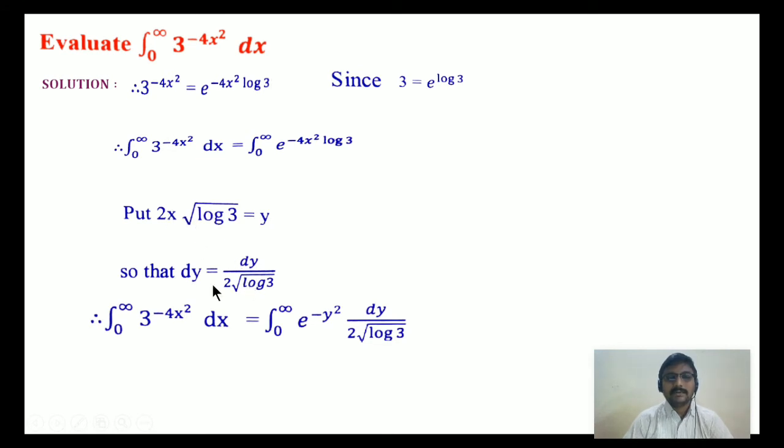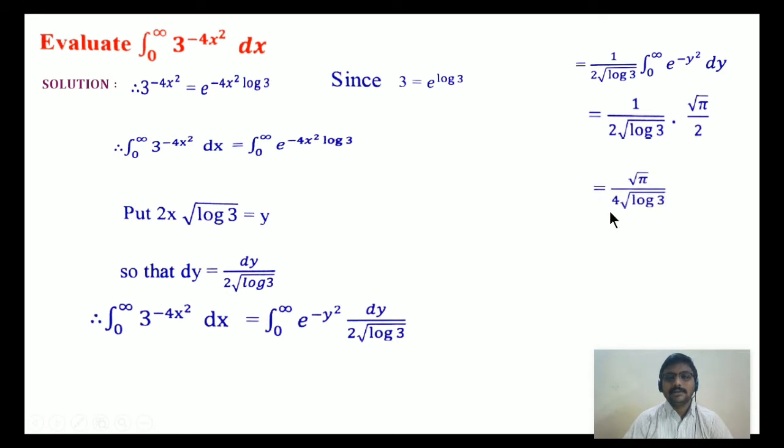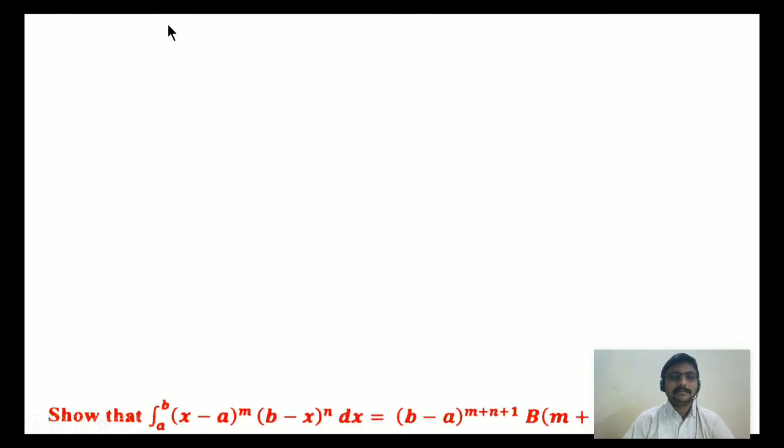Now substituting these values, we will have the same limits. With these values, the integrand becomes in terms of y. Clearly here the constant is 1 by 2 root log 3, just take the constant out. Now on simplifying, clearly this value we already know, that is root pi by 2. That is root pi by 2 into 2 is 4 into log 3. So the required value of the given integral is root pi by 16 log 3.